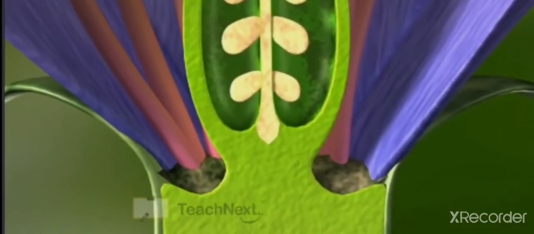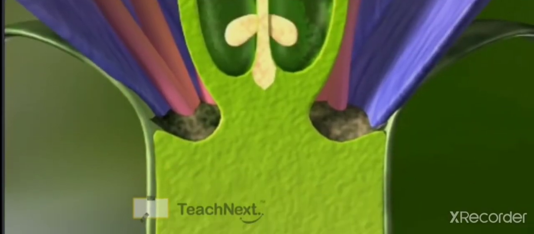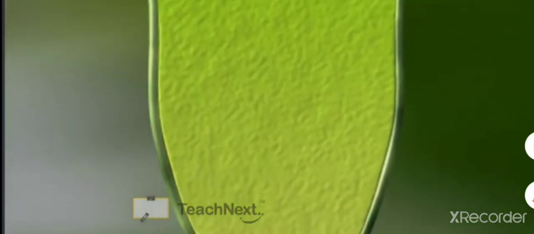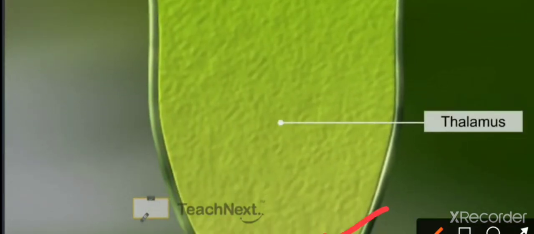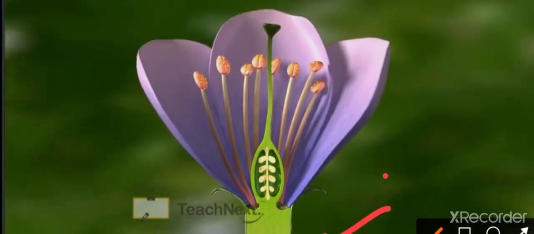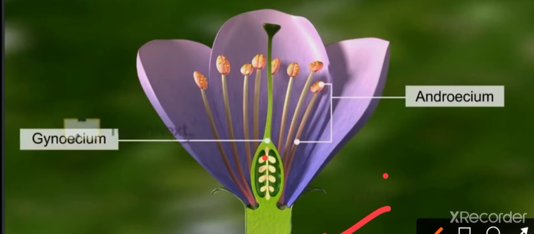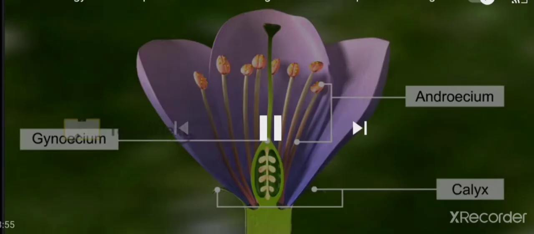And you can see different whorls in a flower. You can see 4 whorls in a flower, and the whorls are attached to the thalamus. Here you can see a swollen portion, isn't it? A swollen portion you can see here, that is thalamus. The whorls of a flower are attached to the thalamus. See here you can see different whorls of a flower.